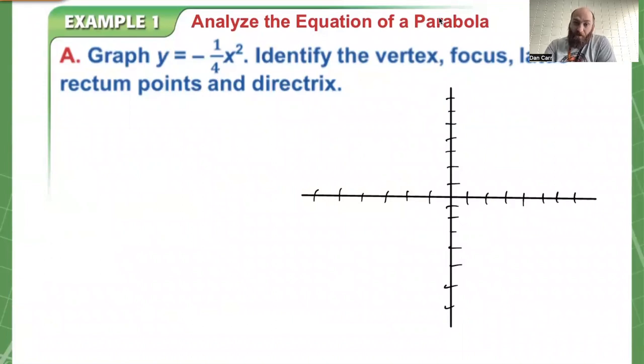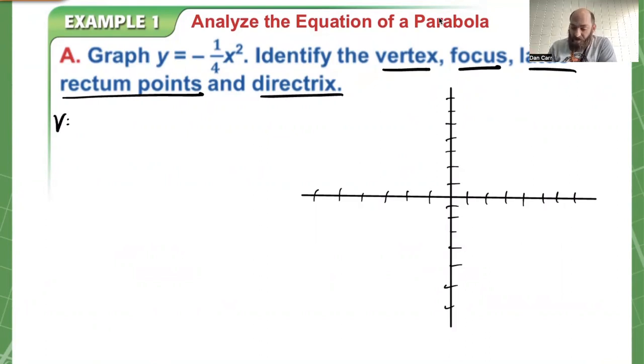To help me graph that, before I get into this, I want to find the vertex, focus, latus rectum points, and the directrix. So we're going to go through that process first, all algebraically. First thing is, with the h and k idea, my vertex is very easy. It's 0, 0 in this case. We don't have a number inside the parentheses with the x, and we don't have a number afterwards. So the vertex is at 0, 0.